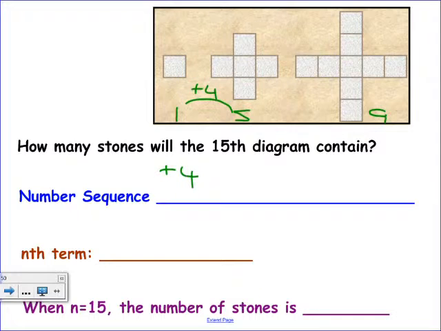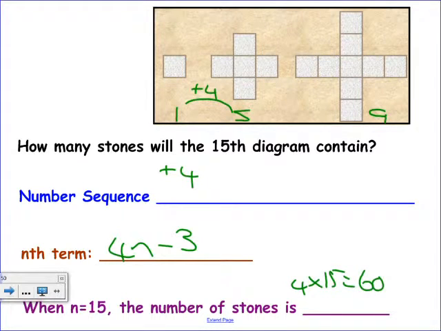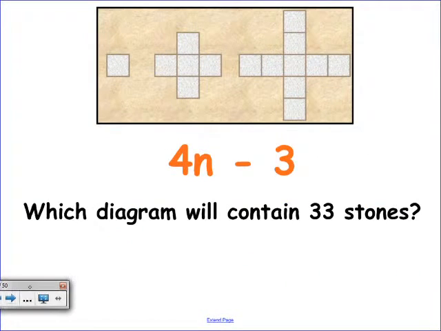So as far as the nth term is concerned, it is 4n. And what do I need to adjust? Minus 3. Everyone happy that they got that as their nth term? Good. And then I said, how many stone slabs do I need for my 15th image? You times that by 15. Good, so 4 times 15 is 60, minus 3. Take away 3 gives me 57. Everyone happy with that?